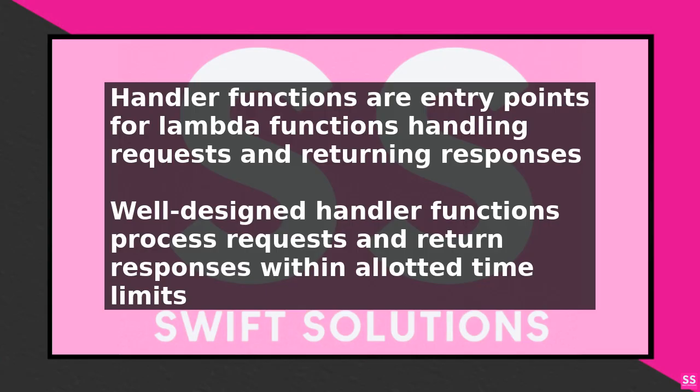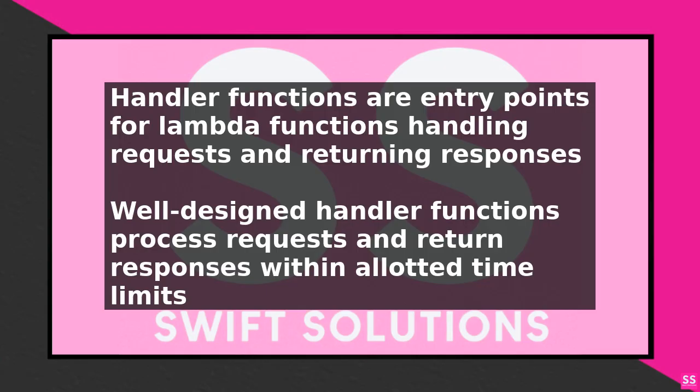Another critical aspect of Lambda functions is error handling. Errors can occur due to various reasons, such as invalid requests, database connectivity issues, or code exceptions. To handle errors effectively, you should implement try-catch blocks in your code and return meaningful error messages to the client.